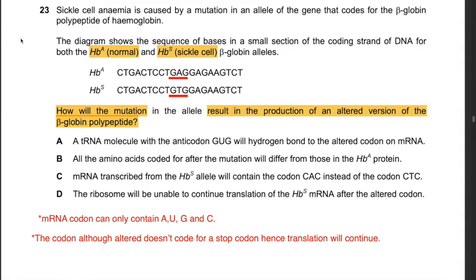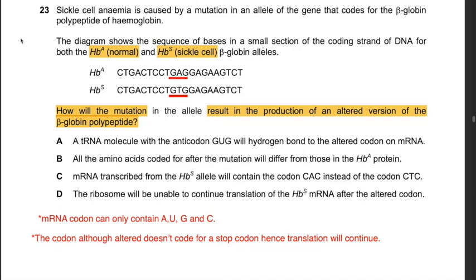Question 23. Sickle cell anemia is caused by mutation in an allele of the gene that codes for the beta globin polypeptide of hemoglobin. The diagram shows a sequence of bases in a small section of the coding strand of DNA for both the normal and sickle cell beta globin alleles. How will the mutation in the allele result in the production of an altered version of the beta globin polypeptide?